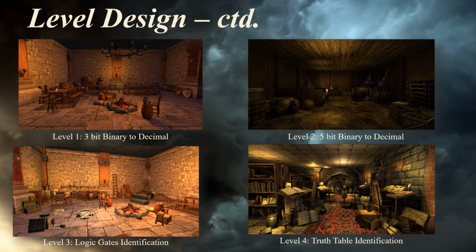Here you can see images of the backgrounds used for levels 1, 2, 3 and 4. The first level is used for 3 bit binary to decimal conversion. Level 2 is 5 bit binary to decimal conversion. Level 3 is for logic gates identification, and level 4 is for truth table identification.